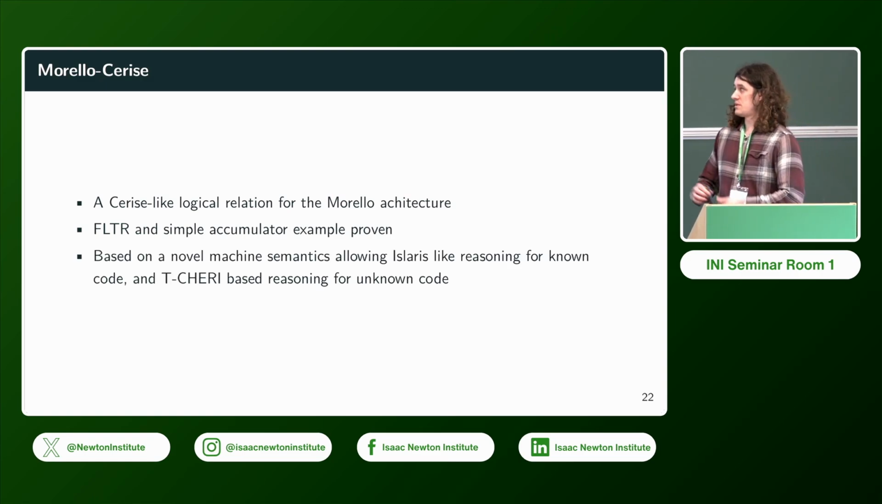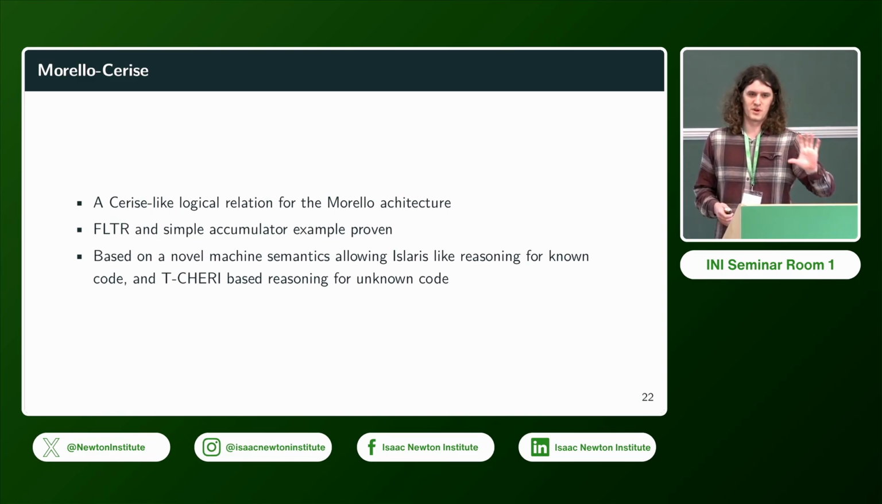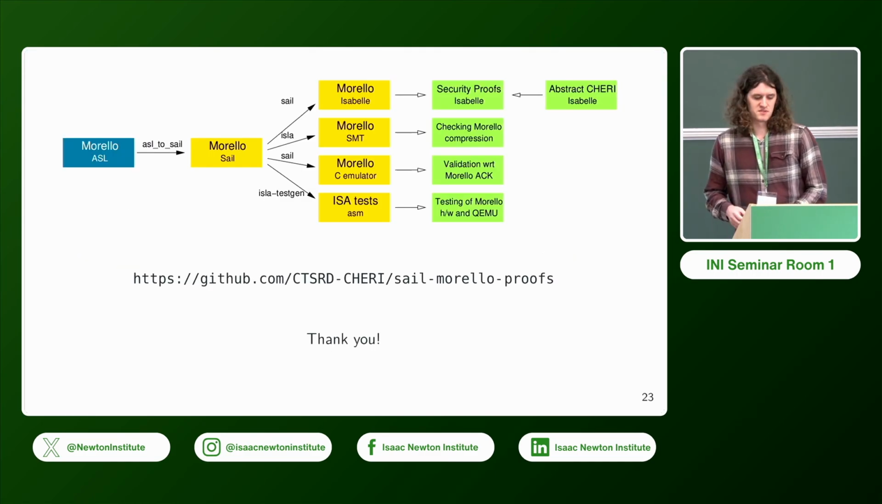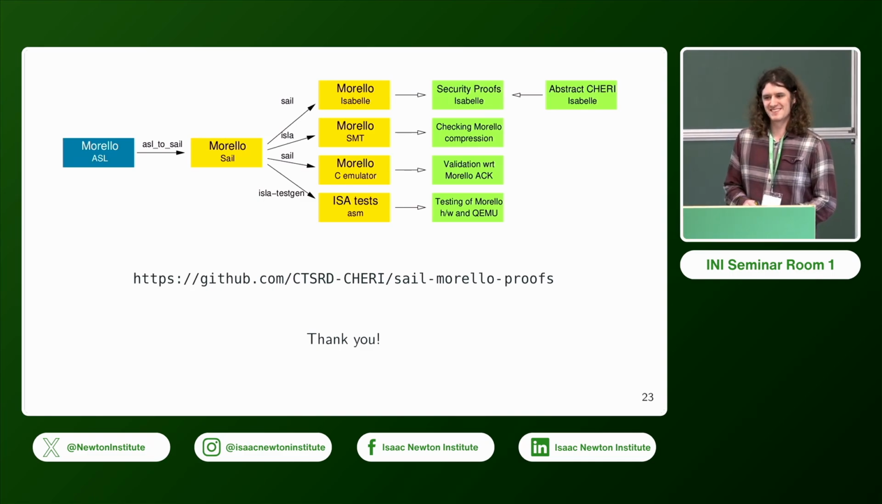And this whole idea is based on a novel machine semantics for the machine that gives you Alaris-like reasoning with the Alaris semantics when you know what code is executing, and reasoning based on the T-Cherry properties when you're executing unknown code. So yes, thank you very much. Any questions about any part of the talk?